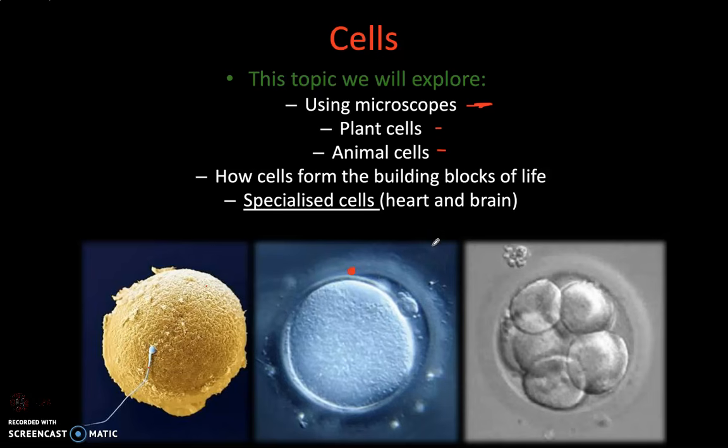You are a single cell within your mother's womb, and from one single cell you double into 2, double into 4, double into 8, so on and so forth until you are born as a baby. And when you're born as a baby, you continue to grow into adulthood. We'll have a look at how this happens in more detail throughout this topic as well.